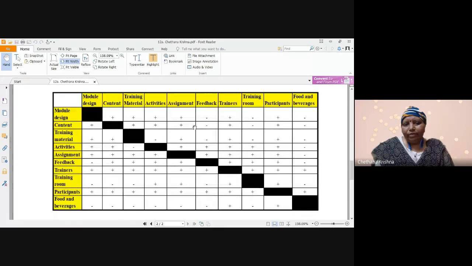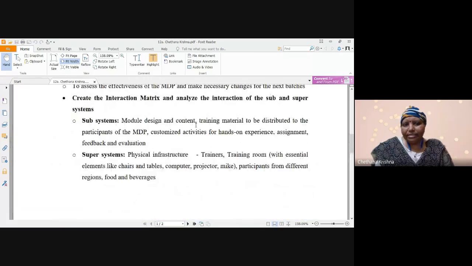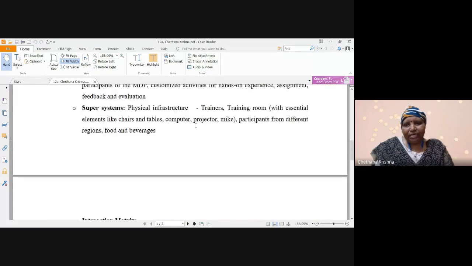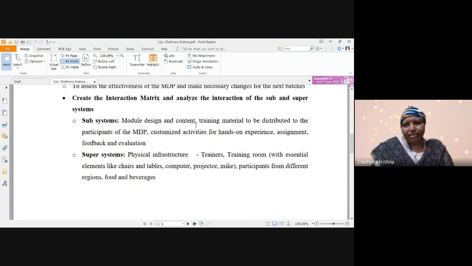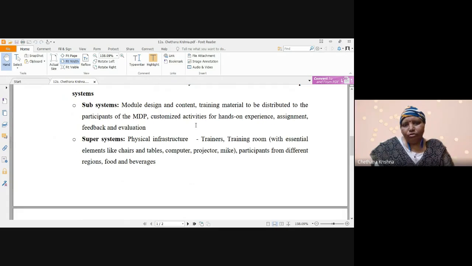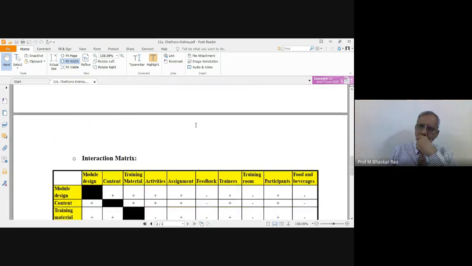Then we identified the problem, and then we designed a module. The subsystem here is to design a module for the plantation managers. The content need not be theory, because by theory they won't learn anything. It has to be hands-on experience. Then the customized activities have to be designed. There has to be an assignment, and feedback and evaluation. The company has decided to give the training room and all other things which come as the physical infrastructure.